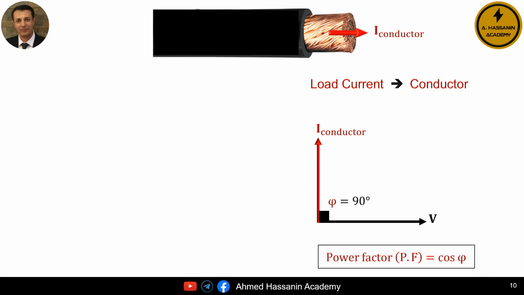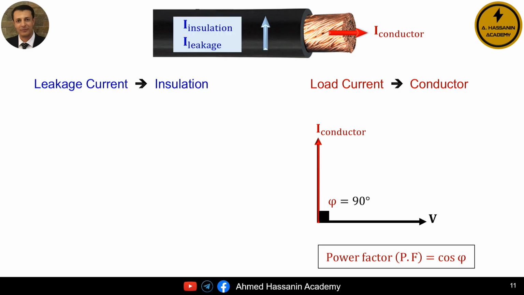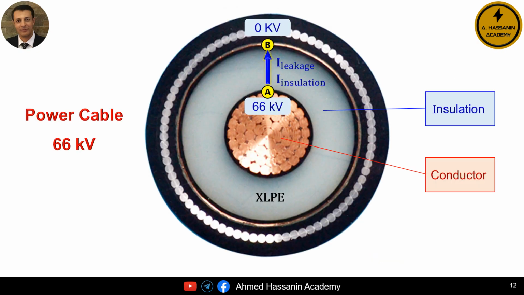As for the current that flows through the insulating material, or the leakage current, this flows along the thickness of the insulation, and by length of the insulation, we mean the thickness or the depth of the insulation. For instance, if we have a 66 kilovolts cable, then the highest point at the conductor, or the first point in the insulation, point A, will have a potential of 66 kilovolts. The last point in the insulation, that is, point B, is supposed to have a potential of 0 volts.